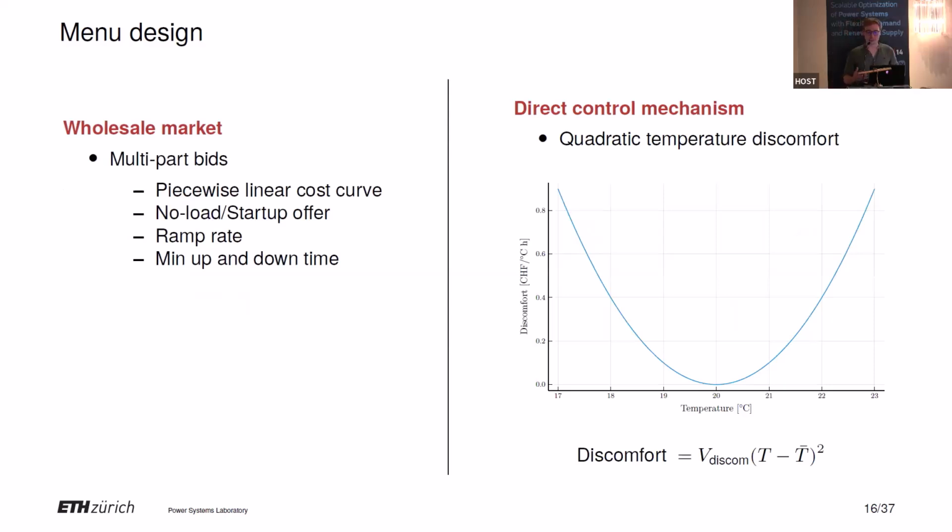You also need to take into account discomfort, because of course, if you shift the load of this kind of thermal load, you're also going to create some discomfort on the user's side. So here the model that I'm using is just a quadratic discomfort. If you deviate from the set point temperature of the users, you're going to have some discomfort associated with a parameter that I call, in this case, V.